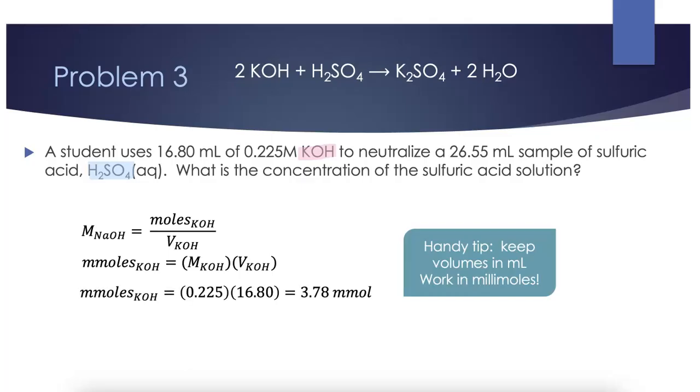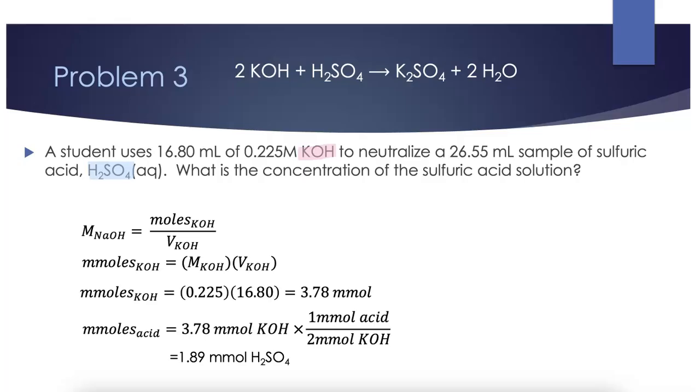So I can solve for the millimoles of KOH would be 3.78 millimoles. I could, of course, do this in moles as well. I'm just not. And then I know that there's that 2-to-1 ratio. So if I have 3.78 millimoles of KOH that reacted, I'm going to have half as many moles of sulfuric acid, or 1.89 millimoles of H₂SO₄.